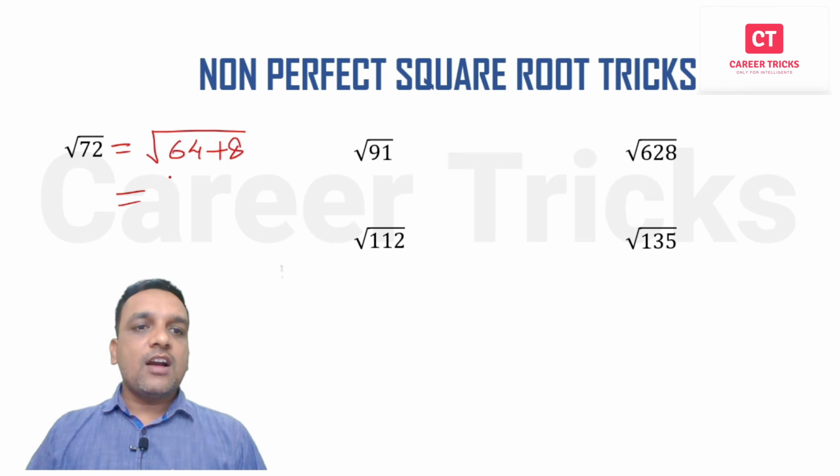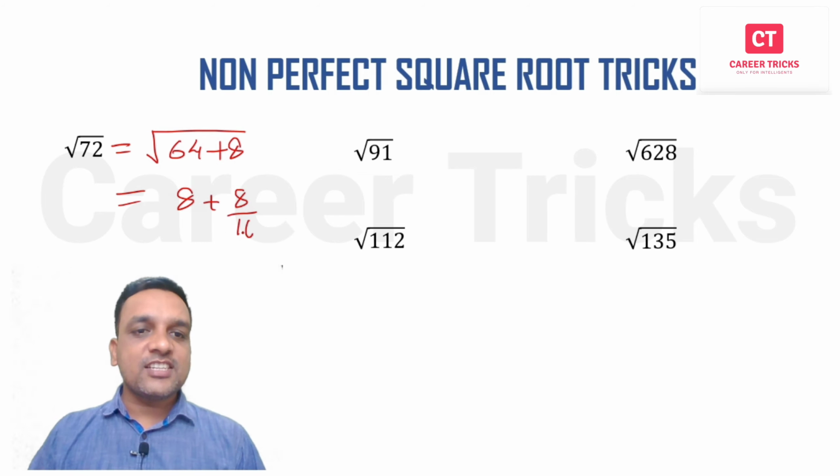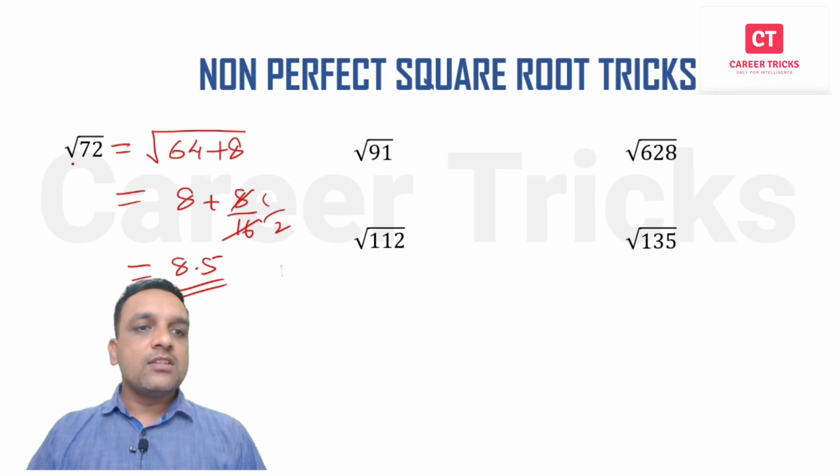Now I will take the square root of 64, that is 8, plus 8 by, I will double this number and write it here, that is 16. 1 by 2 again we will get, we can directly write it as 8.5, the answer for the square root of 72.